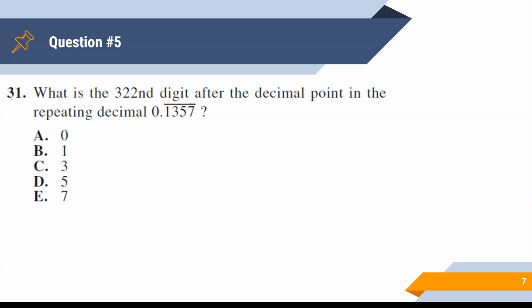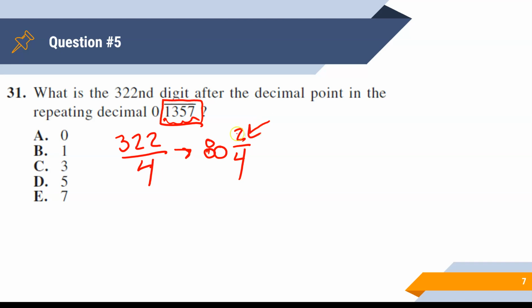Okay, question number 5. Well, the way to work this out is we notice that these digits repeat every 4 times. So if I turn the number 322 over 4 into a mixed number, it results in 80 and 2/4. In other words, 80 of these will keep on happening. There'll be 80 complete sets of 4, and then there's going to be 2 of the 4 left. Well, 3 is in the second place. And so the answer is letter C.